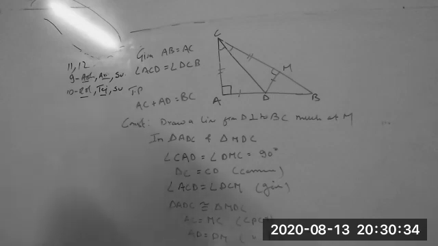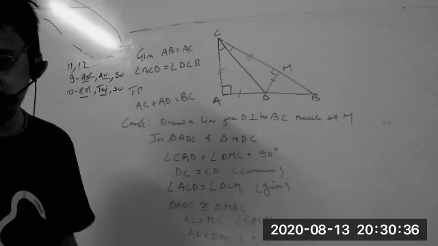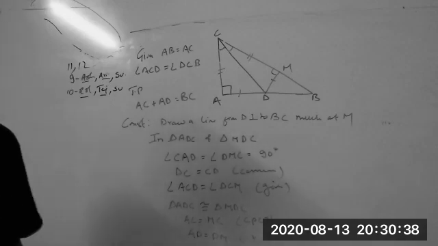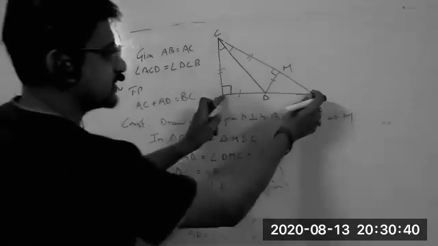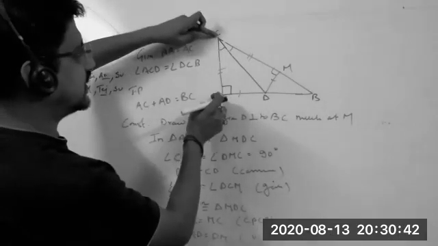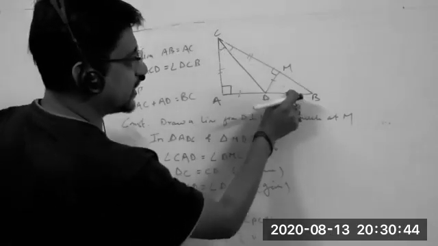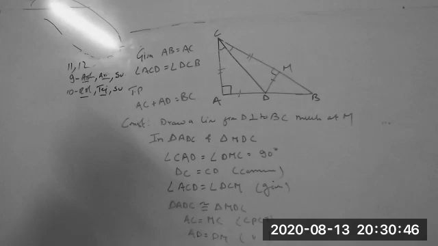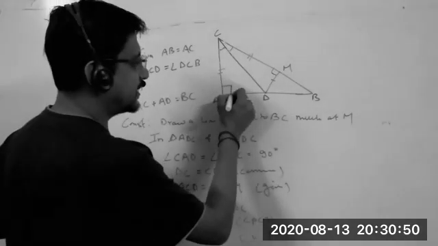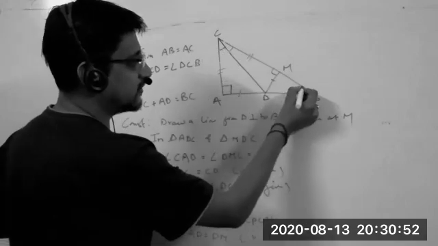Tell me, otherwise I can immediately finish it. You'll have to respond to me. Did you understand or not? If this is equal to this, therefore angle C is equal to angle B. Yes or no? Yes, sir. So this is 90 degrees. These two angles are equal. So what will be the value of this angle?